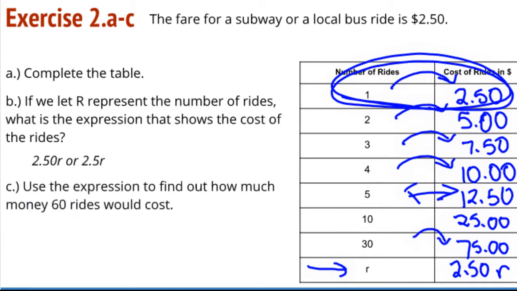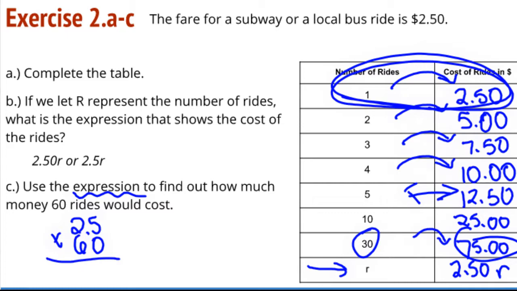So the question is, how much would 60 rides cost? And it says to use the expression. I know that there are ways we can use our scaling, like right here we just double this, but let's use the expression. Let's do the substitution. So $2.50 times 60. No, I don't need the 0, add in the hundredths place there. I'm going to run out of room here. That's okay.